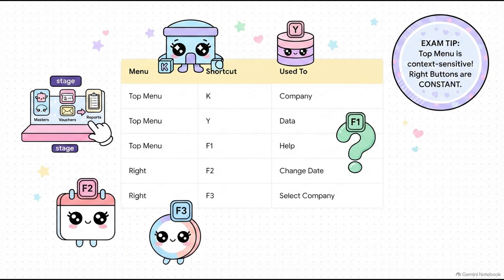Notice how Tally structures its main navigation into a top menu and right buttons. The top menu has shortcuts like K for company, Y for data, and F1 for help. But listen closely because here is a major exam tip. Top menu buttons actually change context depending on whether you're looking at masters, vouchers, or reports. However, the right buttons like F2 for date and F3 for company stay completely constant across all screens. So if a question asks which menu is context sensitive, hit them with the top menu.